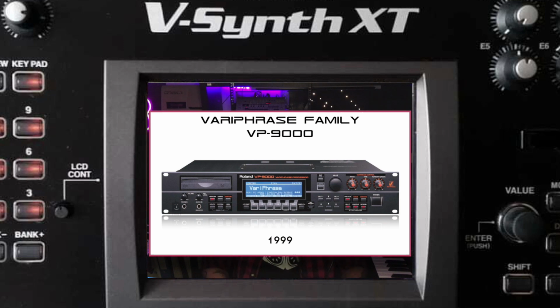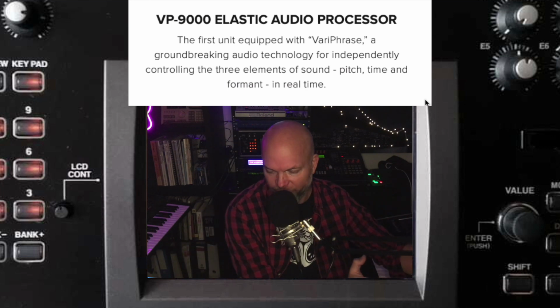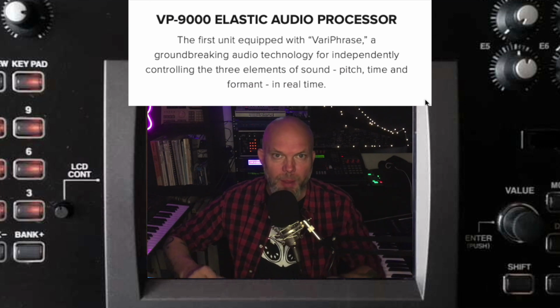In 1999, Roland released the Variphrasing processor, the VP9000. With that unit you were able to sample and then play the sample on your keyboard, and whether it was played low or high, the pitch could be the same, and the tempo could adapt to the BPM. It was revolutionary and Daft Punk used it on one of their albums. I also made a video about it, about how to create Daft Punk vocals.